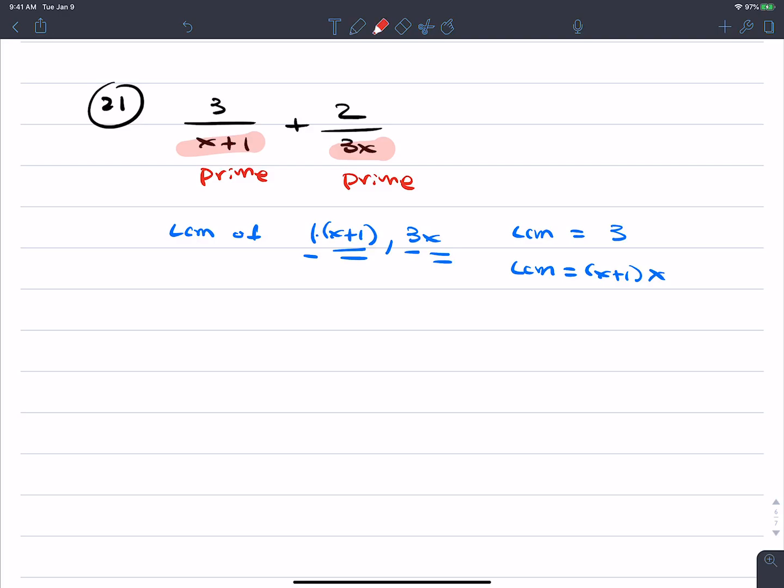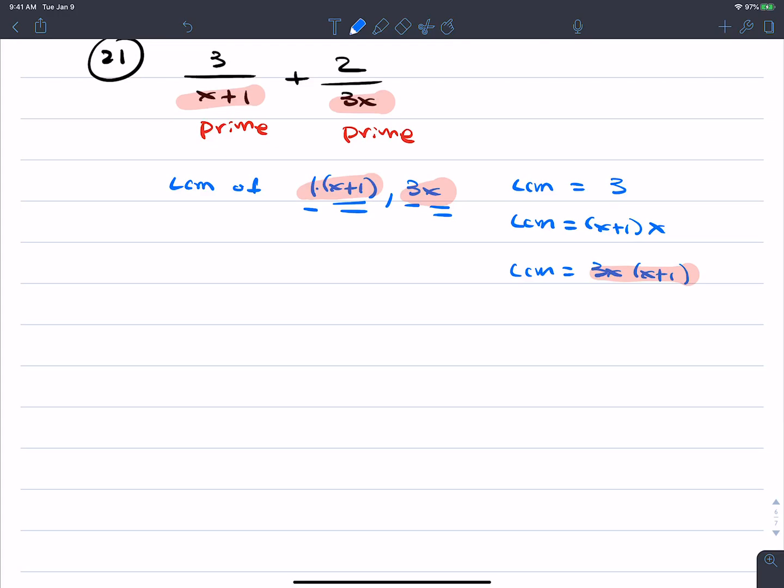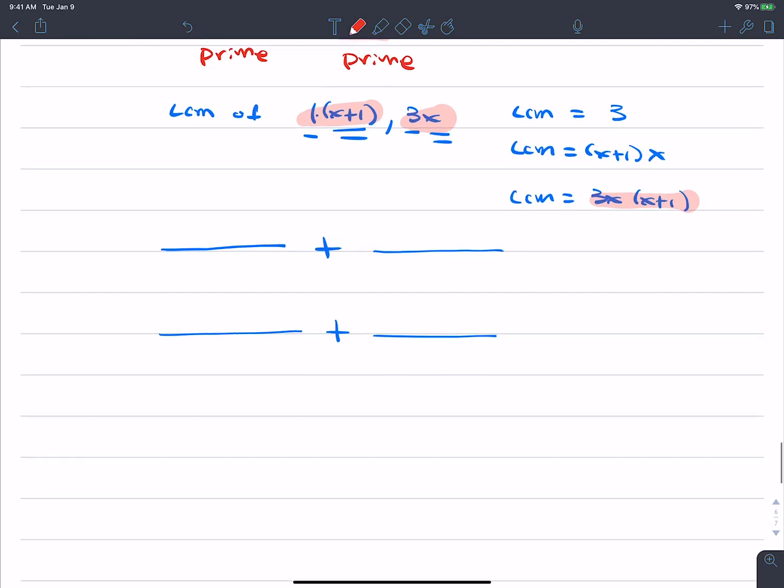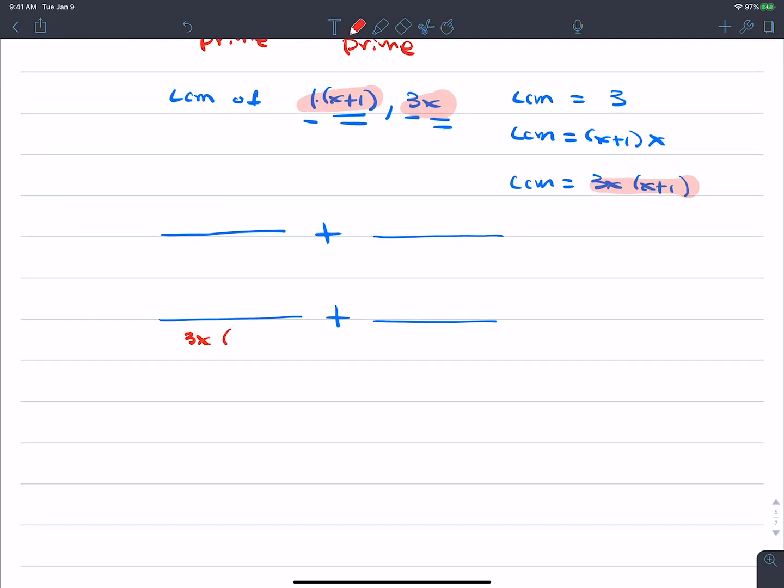So the LCM for both of these here will be 3x times x plus 1. We just multiply those. So this is going to be used in our setup. But we have to go down to the details of finding the LCM, the work we did in the LCM video, so that we can find the new denominator. New denominator will be 3x times x plus 1, because it's the LCM.